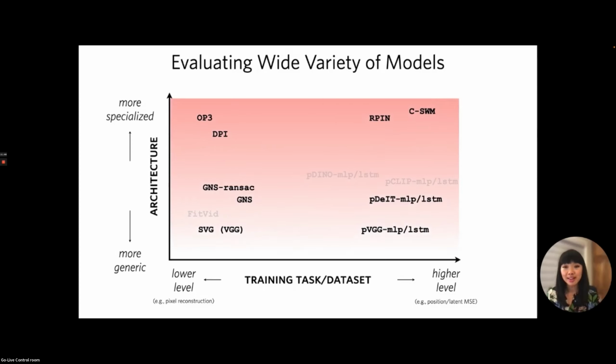We knew we couldn't conduct a comprehensive evaluation in this work, but we did prioritize including models that spanned a wide range of different architectures, from more generic vision-based models like SVG to architectures with stronger object-centric inductive biases, such as OP3, DPI, GNS, and RPin. We also made sure to include models that varied in how they were trained. Some were supervised with ground truth object metadata, such as RPin, and others self-supervised on pixel reconstruction, like SVG.